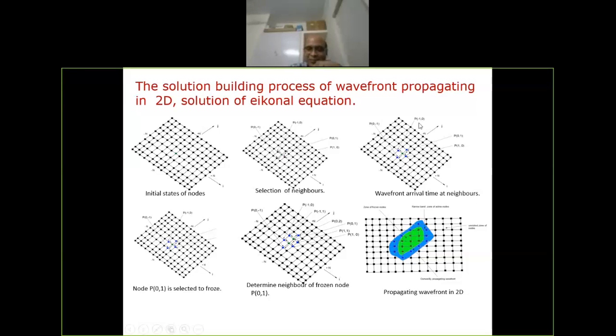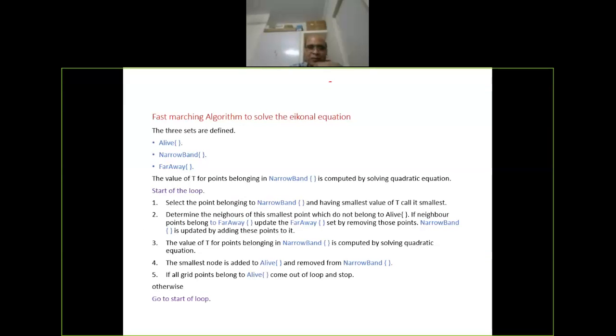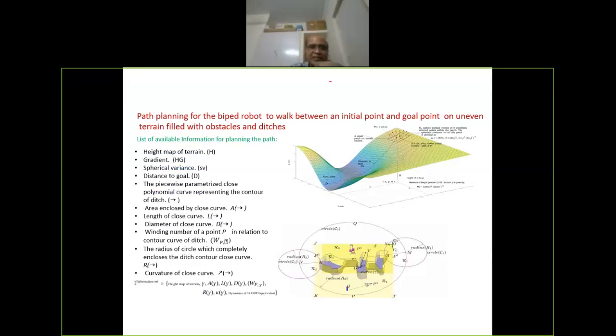Now, if you look at the extreme right side bottom figure, the green and the blue, so the wave is going to move depending on the gradients now. So wherever there is a high gradient, the wave will move less in that direction and it will move more in the direction which has a lesser gradient. That is the whole idea of wavefront propagation. And we can basically use this wavefront propagation to go from one point to another point and find a path.